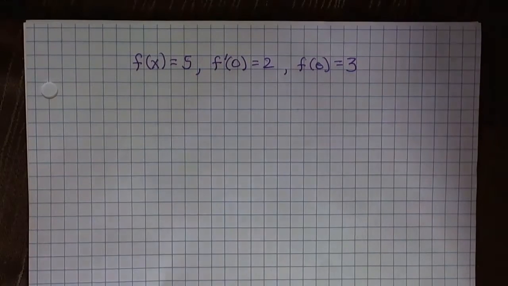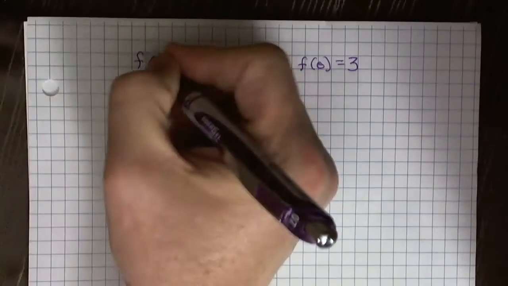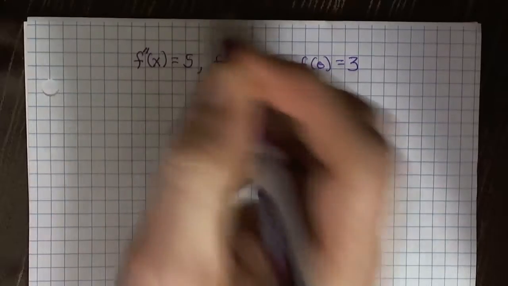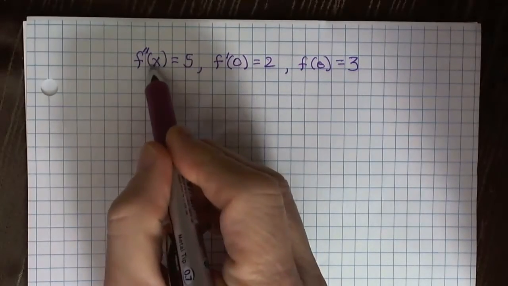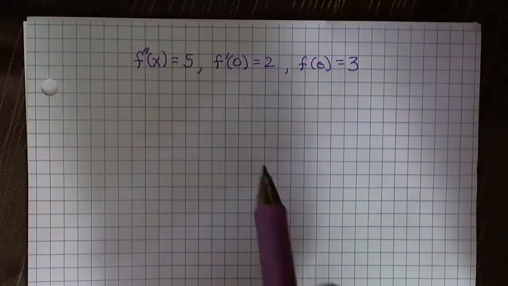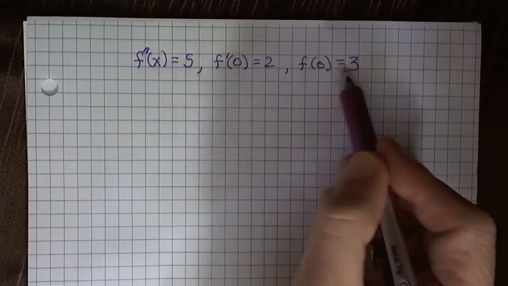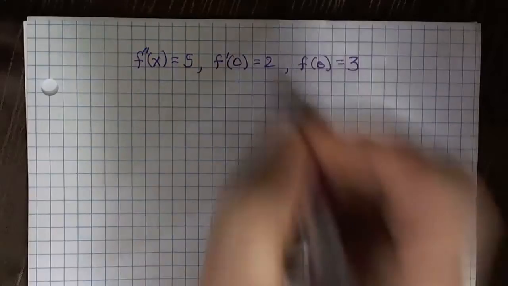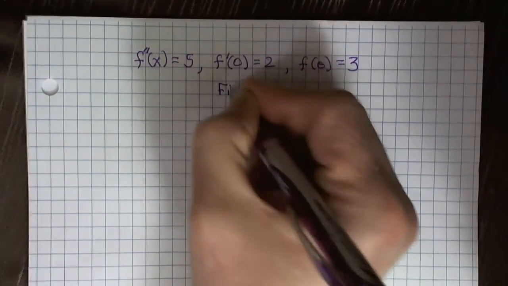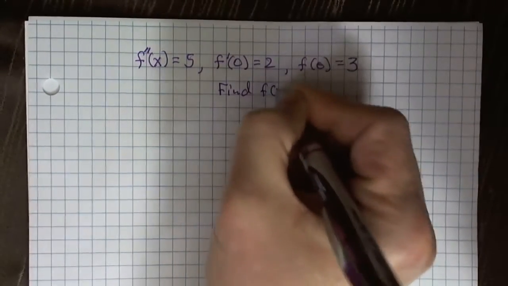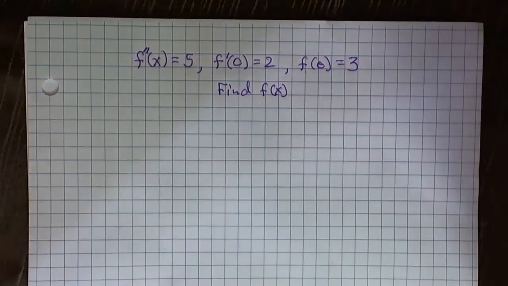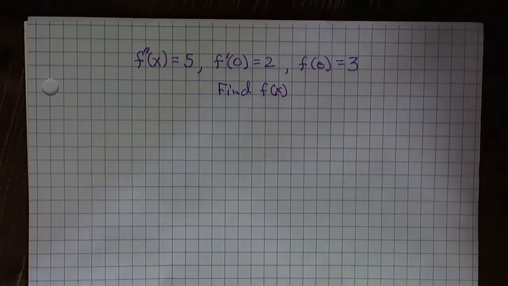Let's suppose that we're given this information right here, and this is double prime. Okay, so we're told that f double prime of x equals 5, f prime of 0 equals 2, and f of 0 equals 3. And what we want to do is find f of x, given this bit of information right here.